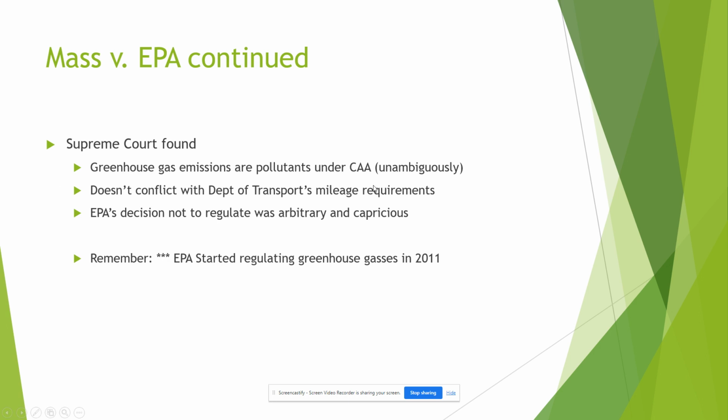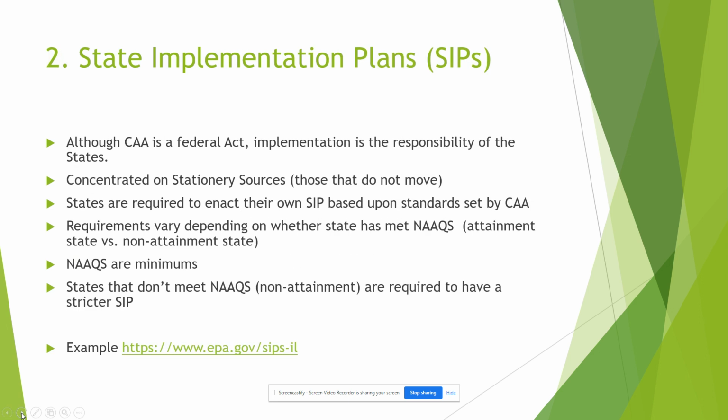And the Supreme Court found, you know what? These are pollutants under the Clean Air Act, and their decision not to regulate was arbitrary and capricious, right? So then we know that starting in 2011, the EPA did start regulating these under the Clean Air Act in this piecemeal approach, right? Because no legislation on greenhouse gas regulation has been able to pass. So we're using what we have. We're using the Clean Air Act.